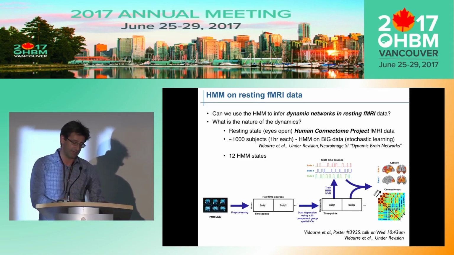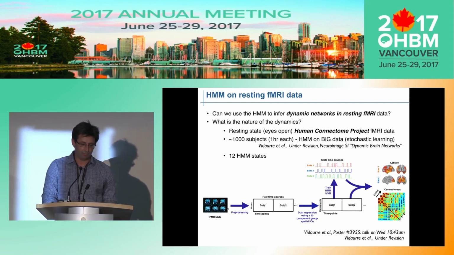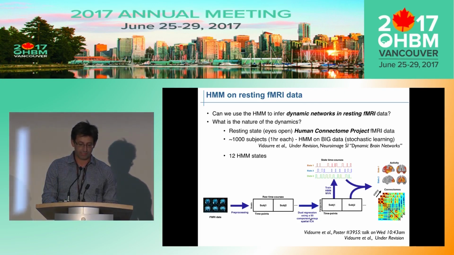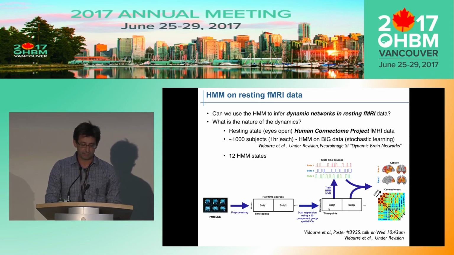So the pipeline we have is, as you can see here, you pre-process your fMRI data. We get voxel time courses. We can then compute specific parcellation time courses or component time courses using dual regression on, in this case, a 50-component group spatial ICA basis set. And then on this data, we can compute the hidden Markov model to get a bunch of state time courses. And we also get activity and connectomes separately for each of the brain states.